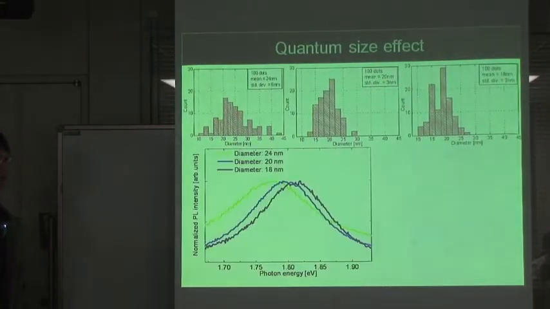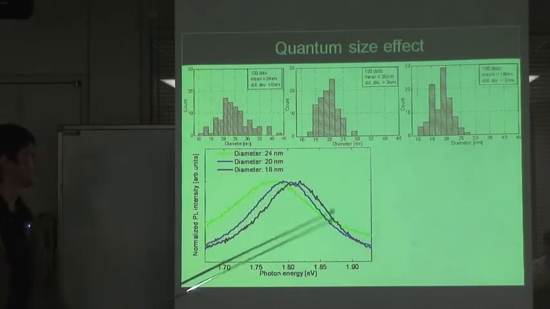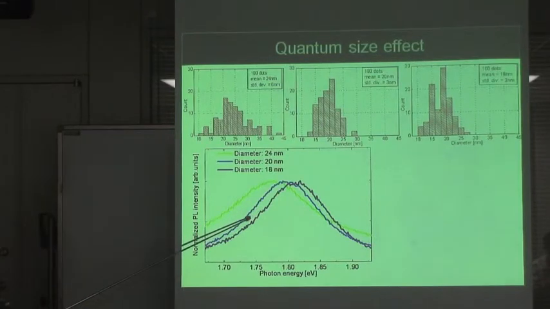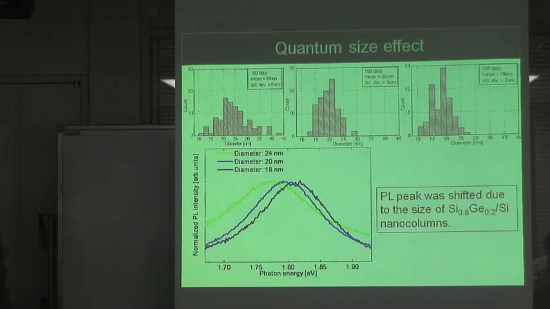And this is the photoluminescence spectra of the three samples. Green, blue, and purple lines indicate the photoluminescence of the silicon germanium silicon nanocolumns with diameters of 24, 20, and 18 nanometers respectively. We can see that with the decreasing diameter of the nanocolumns, the photoluminescence peak shifted to higher energies. Therefore, we have successfully detected a quantum size effect.